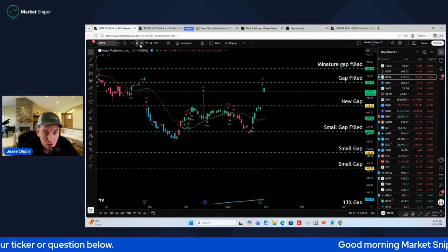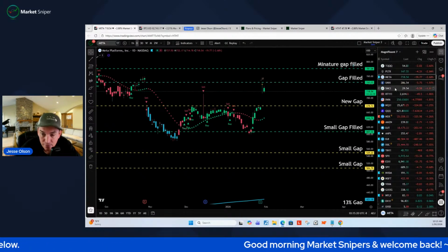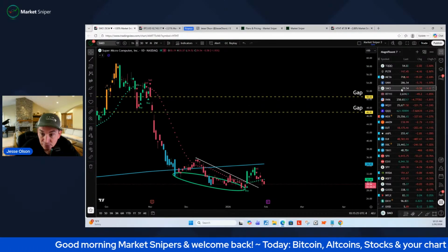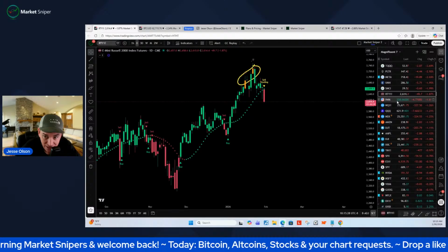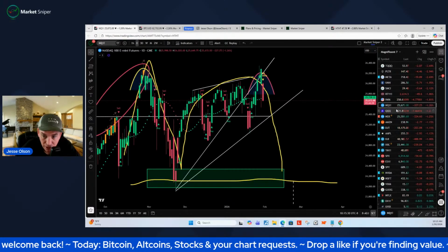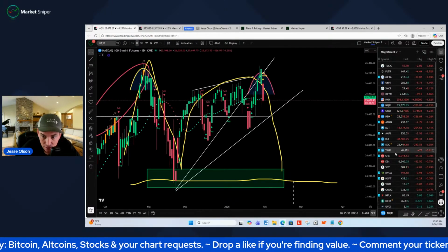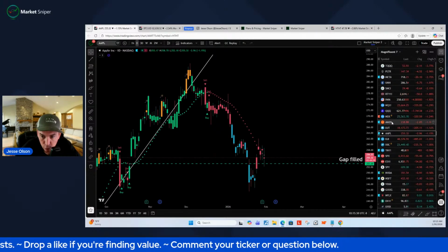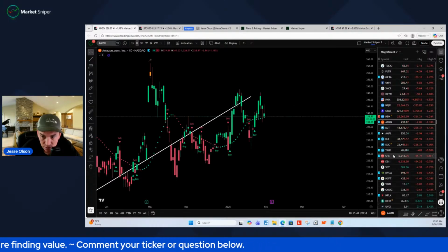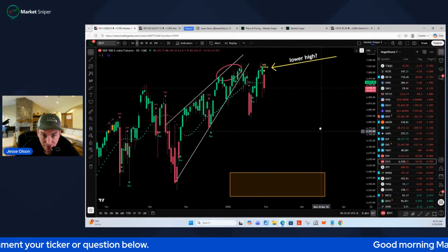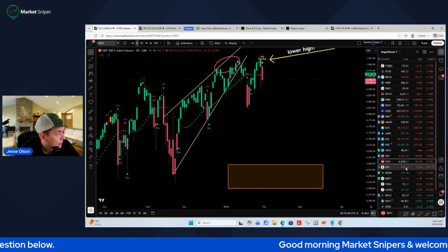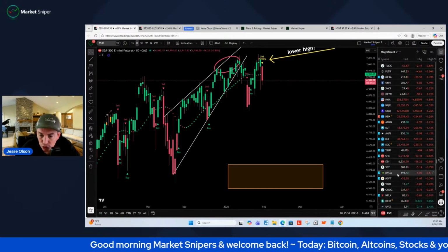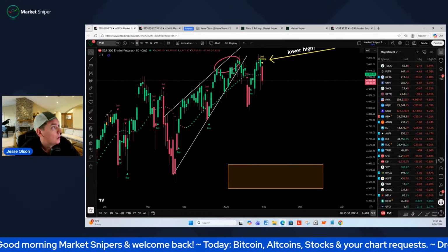Meta weekly chart, new gap. It's just gapalicious over there. UNH, SMCI. Russell has a pending sell signal. Breaking news, pending sell signal on the NASDAQ. Apple, Amazon. Seems like they're all rolling over. SP 500, pending sell signal. Breaking news. What else?